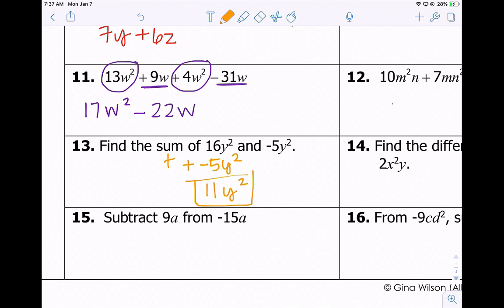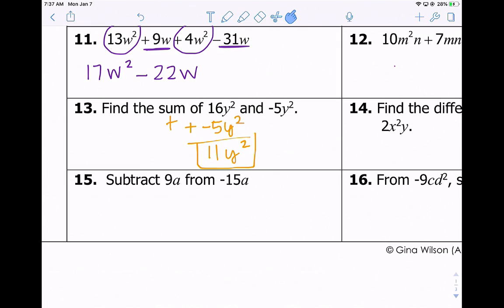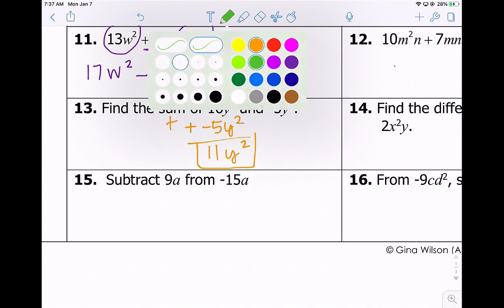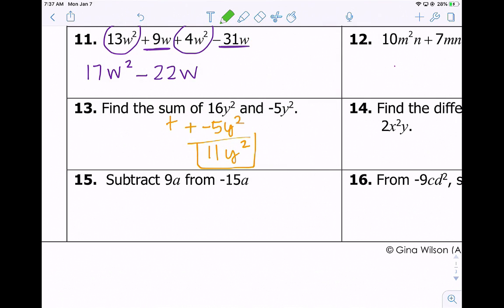And then number 15 here says subtract 9a from negative 15a. So a lot of students would mess this up just because of the minus and the negative. So we're going to subtract 9a. So 9a is actually going to be minus 9a because we're subtracting that from negative 15a. So we start with negative 15a and then we subtract 9. So when you have two negatives, you add those and keep the sign. So 15 plus 9 basically is 24, but because they're both negative, then it's negative 24. So it's going to be negative 24a.